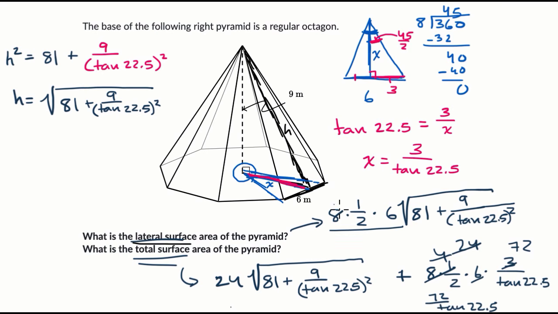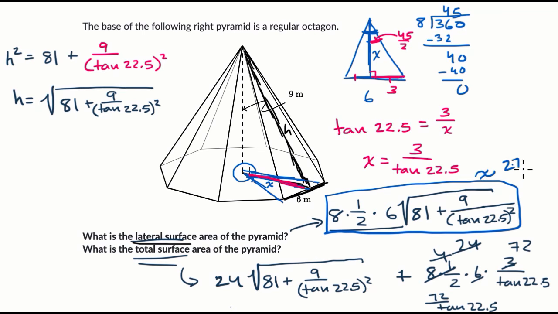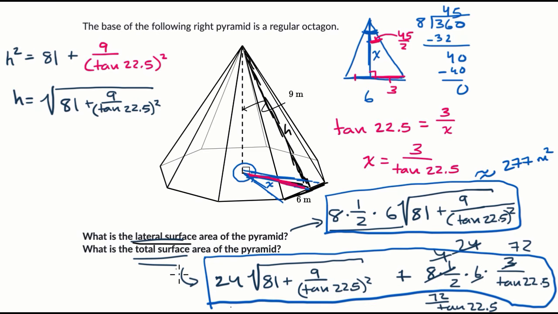If we were to enter this expression for lateral surface area into your calculator and round to the nearest square meter, this is going to be approximately 277 square meters. And then if you were to take this total that has both the lateral area and the area of the base over here and put that into your calculator, and I'm not doing that because it's going to take so much time, but I think you know how to enter it into a calculator, this is going to be approximately 451 square meters.